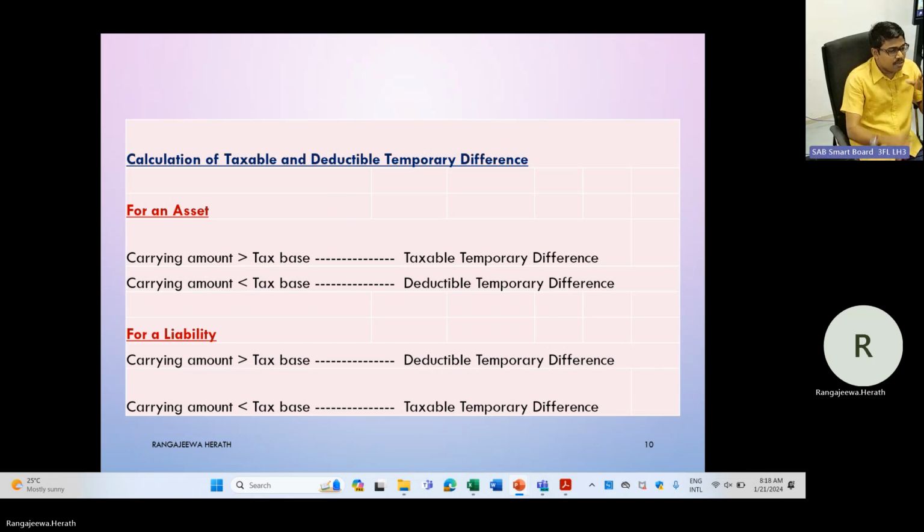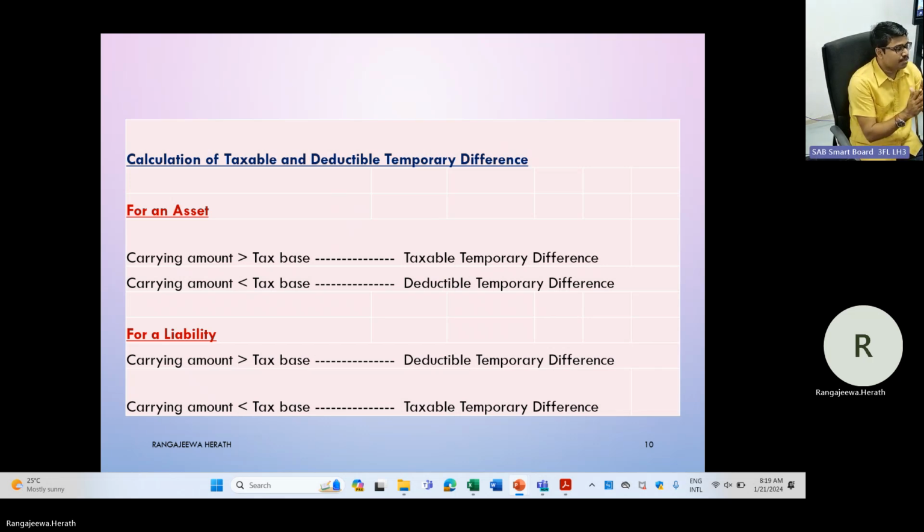Carrying amount means accounting record. As per the accounting record, what is the value of asset or liability? Tax base means if you maintain accounting record as per the tax law, what is the value of asset or liability as per the tax law? Right? So carrying amount you can find from the accounting record. That is the accounting value. Well, tax base you have to calculate.